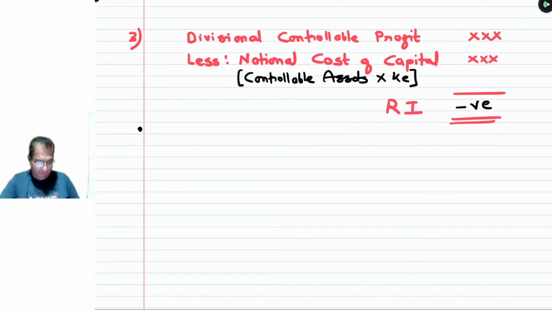Write down the 4 point. Advantage. Goal congruence. Residual income will promote goal congruence.